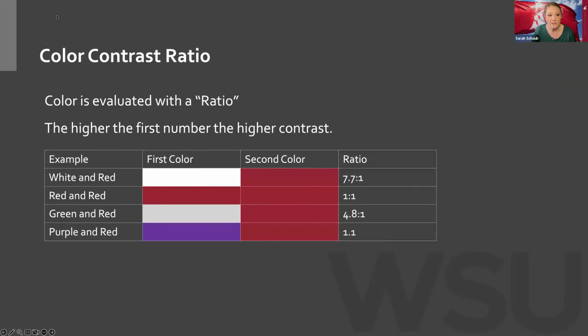So, color contrast ratio, this is something that we talk about a lot. There are specific ratio requirements for the WCAG, and I'll get into that in a second. Essentially, the higher the first number, the higher the contrast ratio is. I've got some examples here in a table.